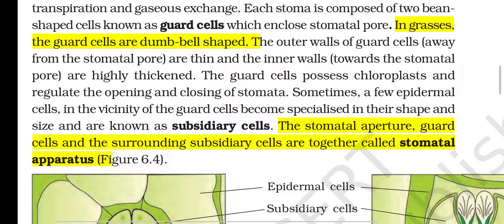Sometimes, a few epidermal cells in the vicinity of guard cells become specialized in their shape and size and are known as subsidiary cells. The stomatal aperture, guard cells, and the surrounding subsidiary cells are together called stomatal apparatus.